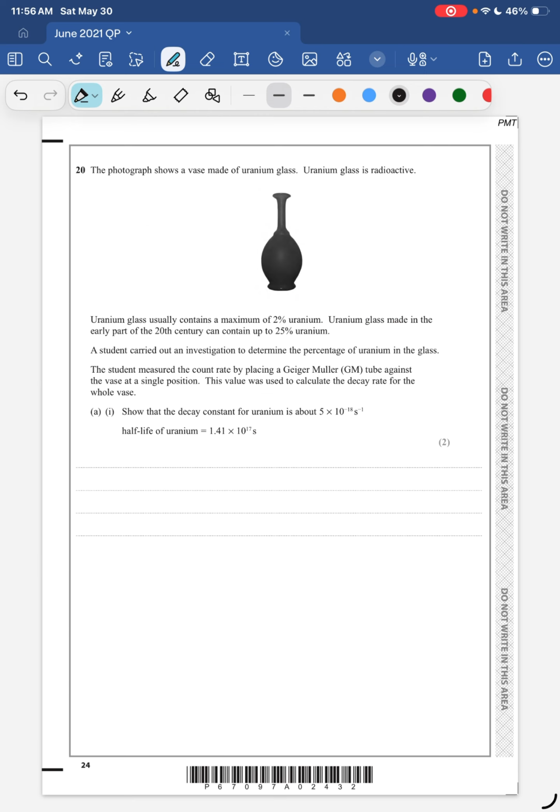Okay, question 20. The photograph shows a vase made of uranium glass. Uranium glass is radioactive. Uranium glass usually contains a maximum of 2% uranium. Uranium glass made in the early part of the 20th century can contain up to 25% uranium. A student carried out an investigation to determine the percentage of uranium in the glass. The student measured the count rate by placing a Geiger-Müller tube against the vase at a single position. This value was used to calculate the decay rate for the whole vase.